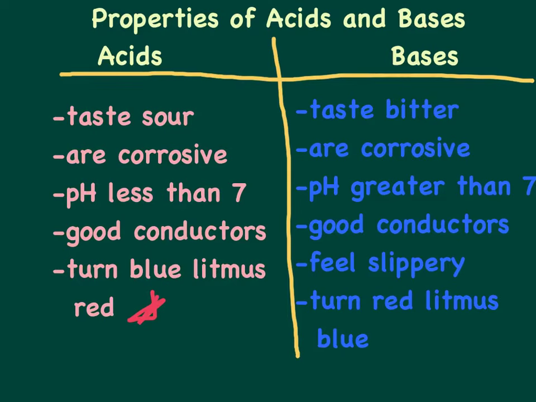Bases have a pH greater than 7, so their number will be somewhere between 7 and 14. They are also good conductors of electricity, and that's because they are ionic compounds. Like I mentioned, they feel slippery to the touch.